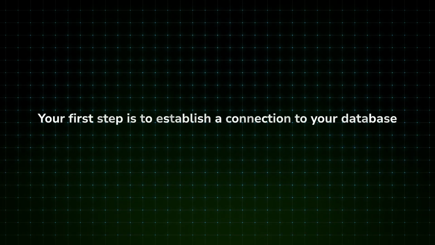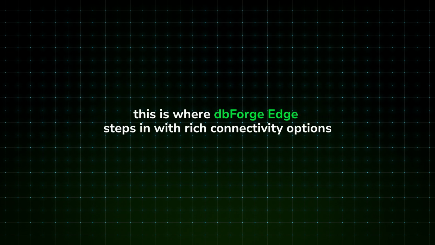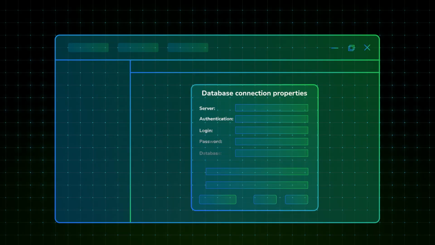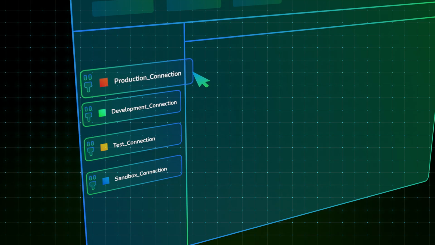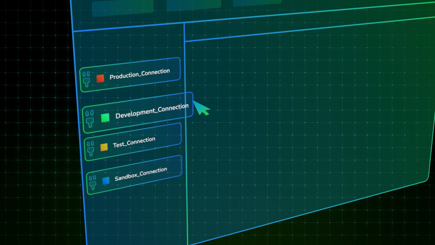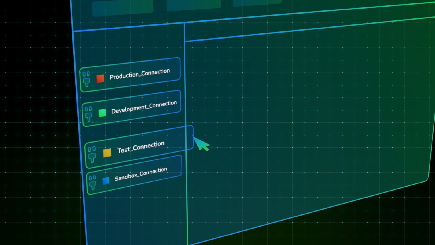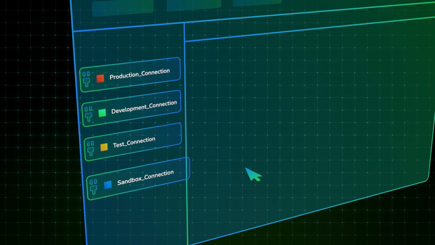Your first step is to establish a connection to your database, and this is where dbForge Edge steps in with rich connectivity options. For each database system, you get a wizard where you can quickly enter connection parameters, configure additional settings if necessary, and get connected. Once more, you can set up multiple connections to different instances, and you can color-code each of them with a corresponding category. This will help you navigate the required connection.